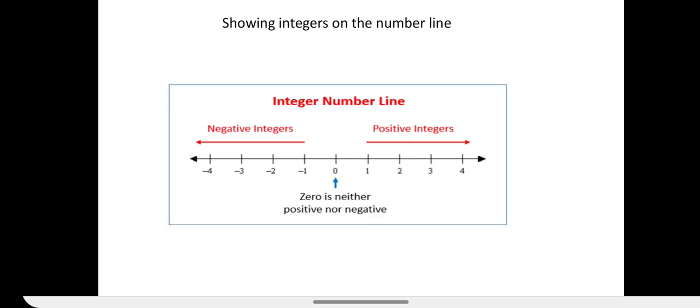Moving to the next topic, showing integers on the number line. Integer number line. Over here we get to see that there are arrows on both the ends which indicates that the line can be extended. 0 is neither positive nor negative. 0 is called the point of origin. From 0 to the right side we have positive integers, and from the origin to the left hand, we have negative integers.